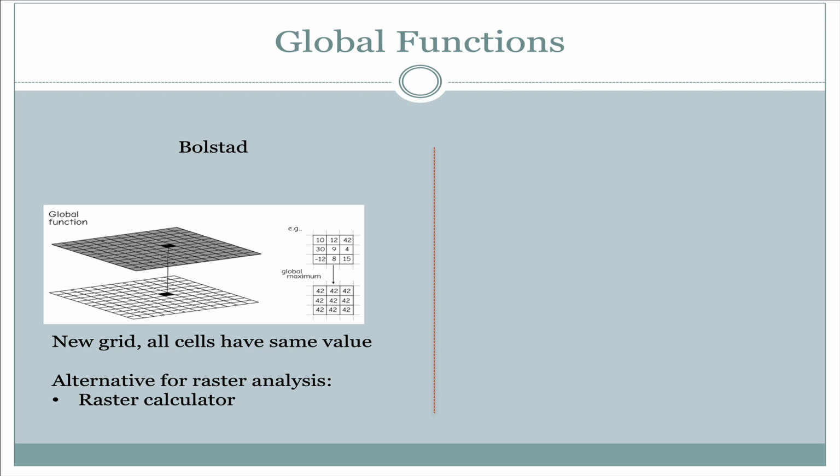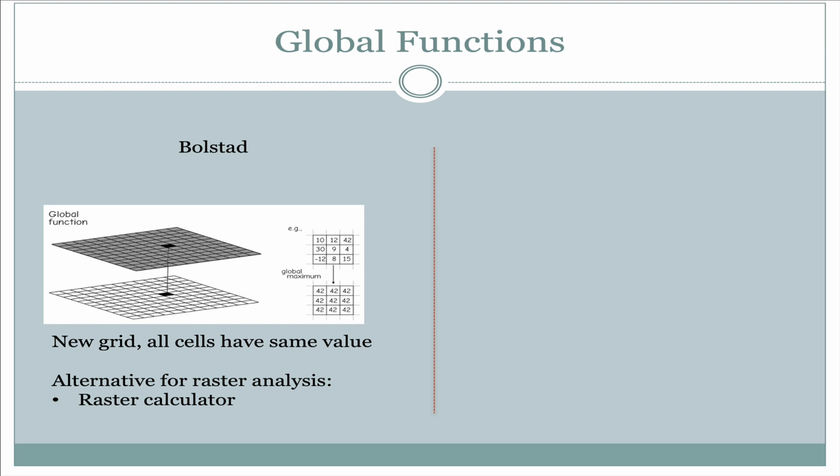The way that Bolstad defines a global function is one where you have an input grid, you find some sort of element of it, such as the global maximum shown here, and then you assign that value to all grid cells in the output grid. Bolstad points out that this could be useful, for example, if you were trying to determine the maximum temperature in an area and then you wanted to see how much lower the temperature was around the entire area. You could use that output grid, the global maximum, subtract the input grid, and see the difference.